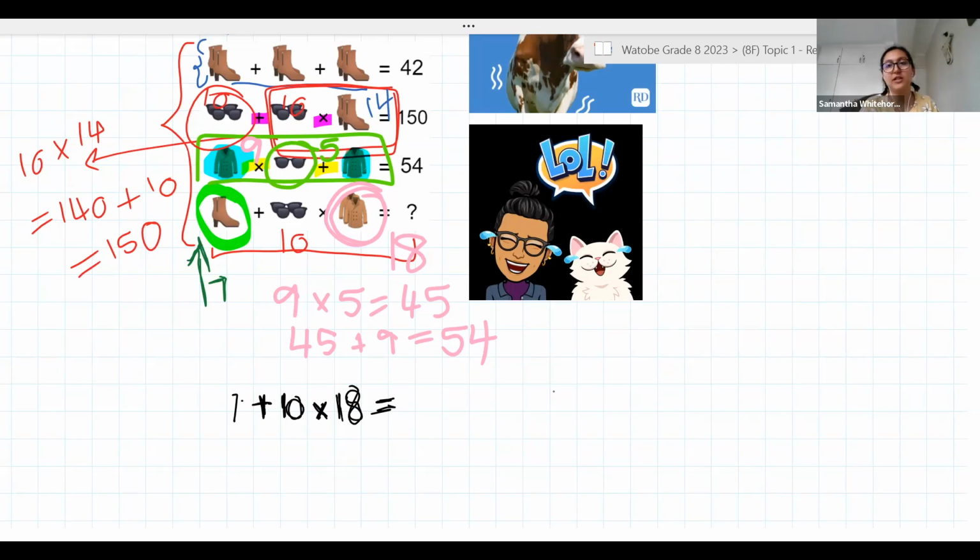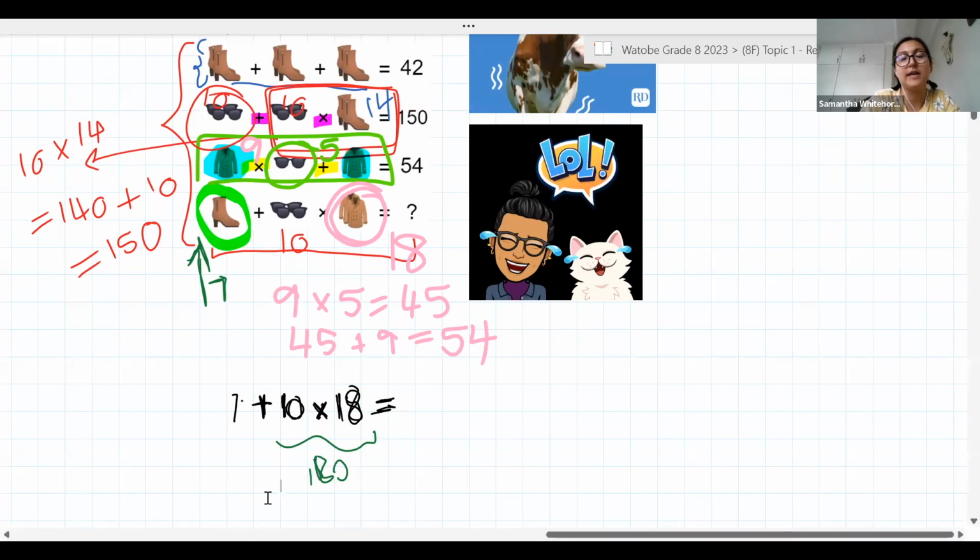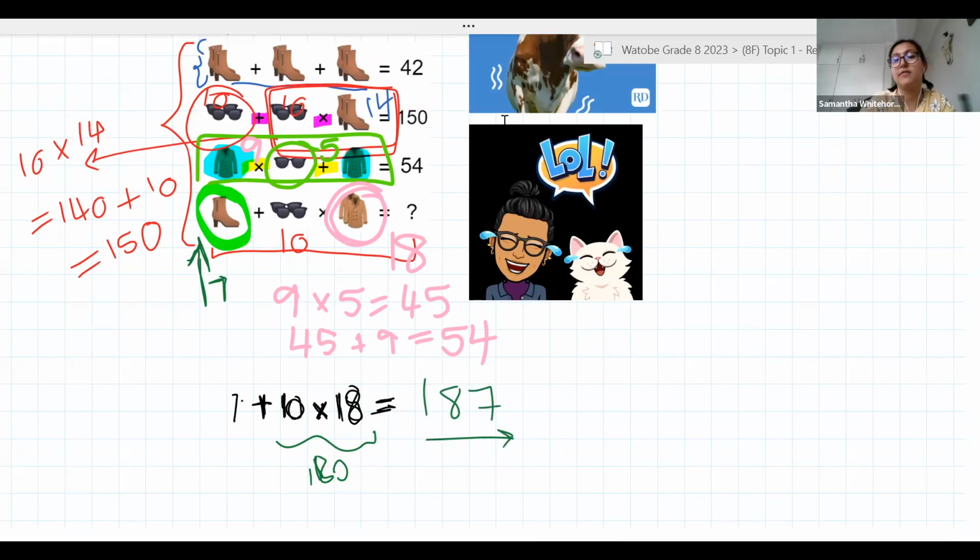Excellent. Well done. So guys, remember, we do the multiplication first. So 10 times 18 is 180. And then we only add the 7. And so we get 187 as our final answer.